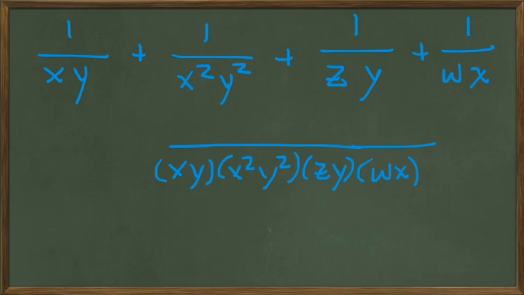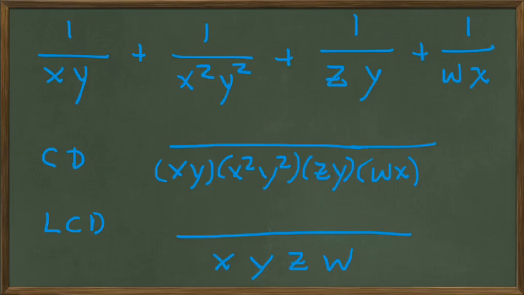What I've done first is just multiplied all these different denominators together, and that is a common denominator. But that is much more complicated than the least common denominator. For the least common denominator, we would take all the distinct factors, which are x, y, z, and w, and raise them only to the highest power they occur in any one denominator.